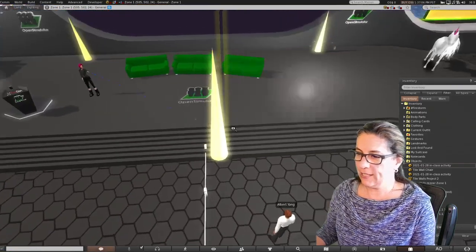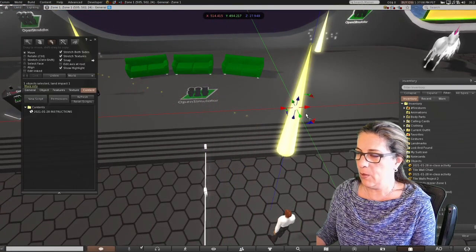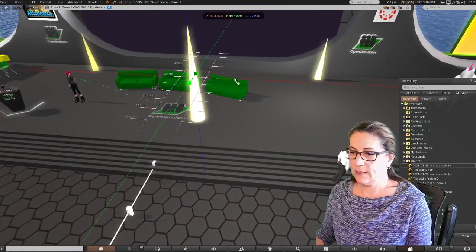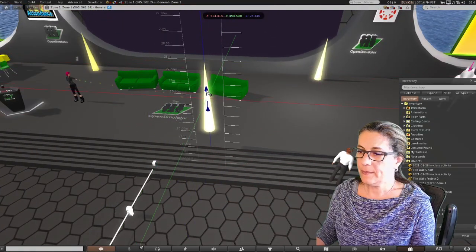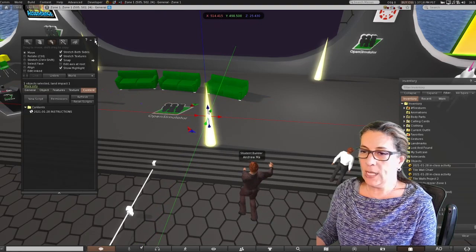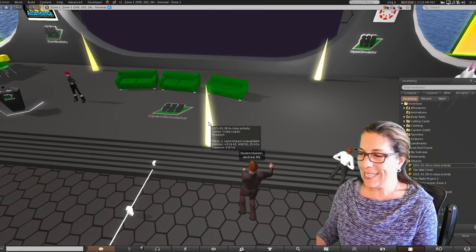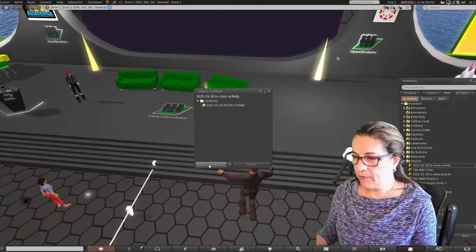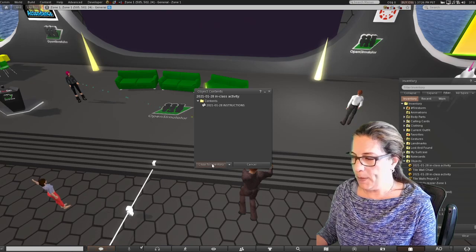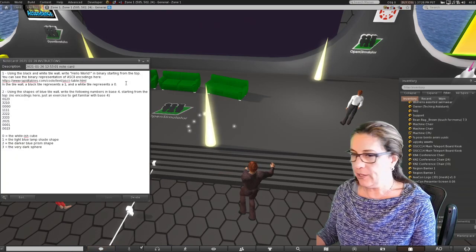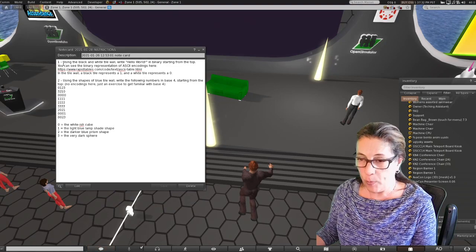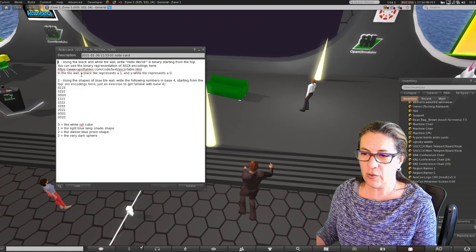Oh man, now it's stuck on this invisible wall. So this will end up on your lawn. Once you have it on your lawn, right click again, say Open, and then Copy to Inventory. When you copy to inventory, there will be a folder and one of the text things, open it, and it will give you the instructions for what you should be doing.